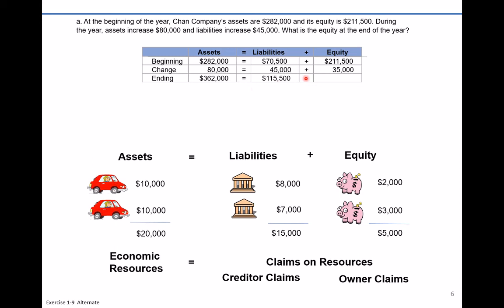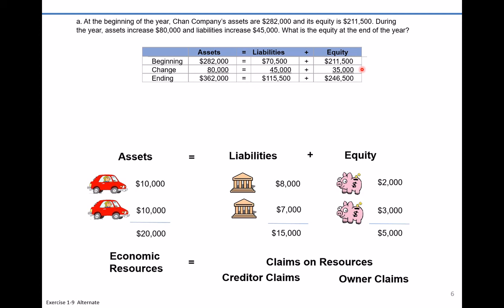So equity, we can get this a couple of ways. We could either take 362 minus 115.5. Well, that would surely solve for equity. Or we can take 211.5 plus 35,000. Either way, equity is going to come up to the same thing of $246,500. Okay, let's try another one.